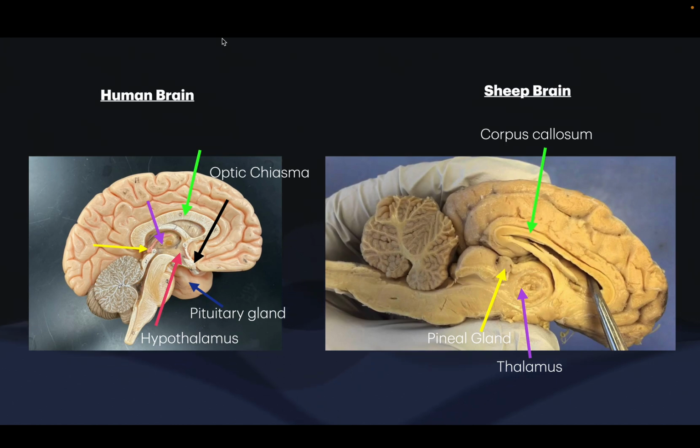The next one is the thalamus, which is depicted with the purple arrow, and the structure below is the hypothalamus, which is depicted with the hot pink arrow. And remember, hypo means below, so hypothalamus is below the thalamus. The next one is the pineal gland, and in the human brain, it's that pink little bulb structure that you see, and on the sheep brain, it's depicted a little bit larger, maybe because it's zoomed in, but the pineal gland is depicted with that yellow arrow.